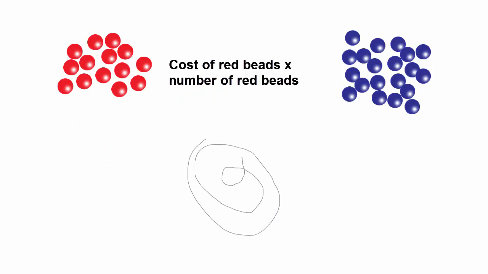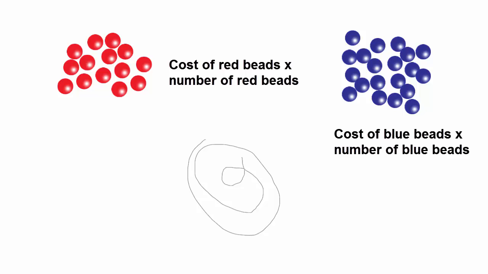Let's start by using abstraction with a familiar problem. We previously decomposed the problem into three smaller subproblems to be added together and identified the patterns between how those subproblems can be solved. The subproblems are cost of red beads times number of red beads, cost of blue beads times number of blue beads, and cost of thread times length of thread.